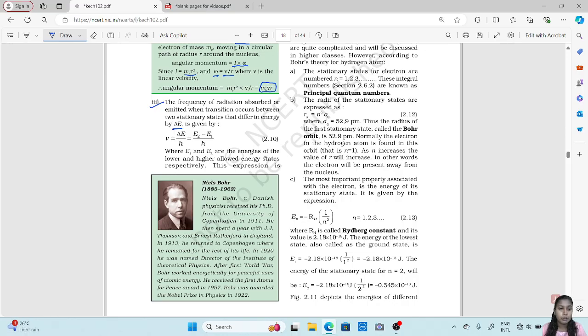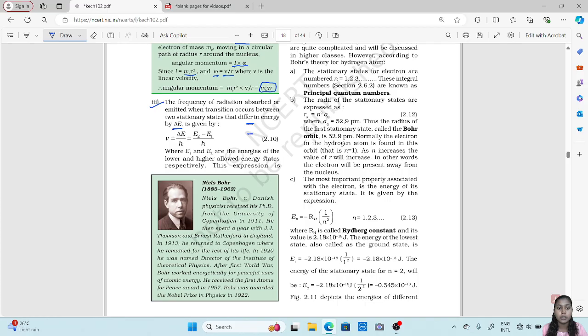So V equals delta E by H, where delta E is E2 minus E1. If the electron is emitting energy, it is giving out the energy. In that case, the electron will move from a higher energy level to a lower energy level, right?